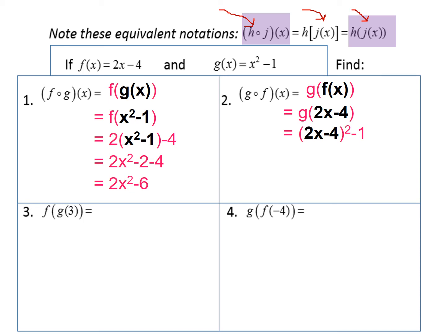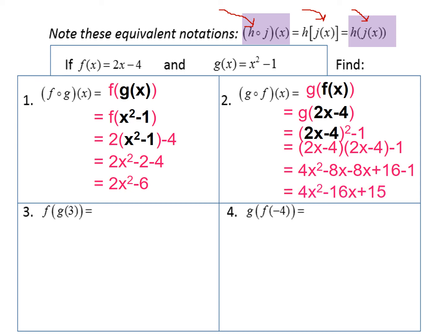We have to square 2x minus 4, so we write it twice. We're going to FOIL it out, and we're going to subtract 1 on the end. We're going to simplify it, and we get 4x squared minus 16x plus 15. Now for this particular problem, if there was something you did not understand, you need to pause the video and see your instructor. Take a look at number 3.